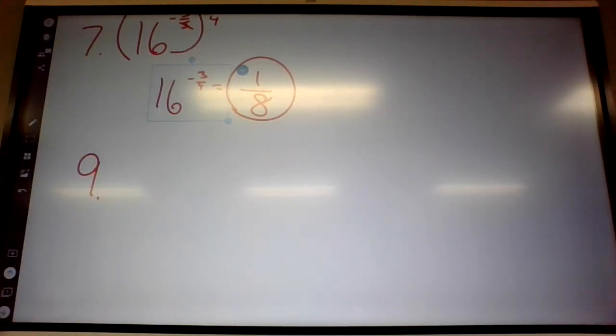Now, once we get to number 11, they do put letters in there, so we kind of do need to know how to do this.